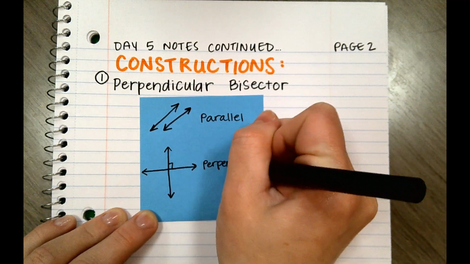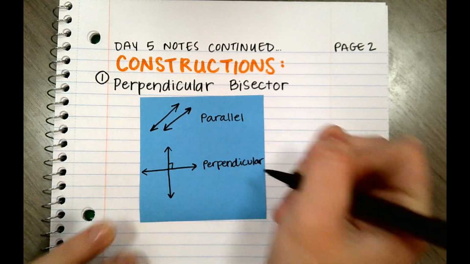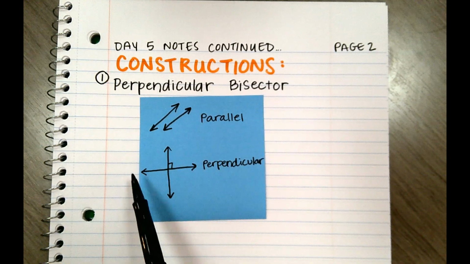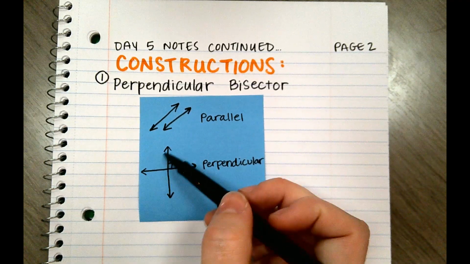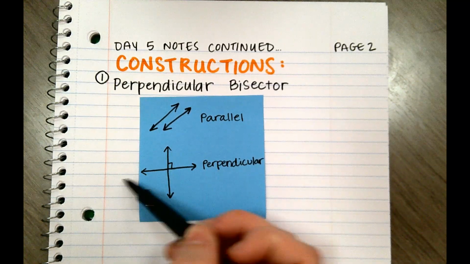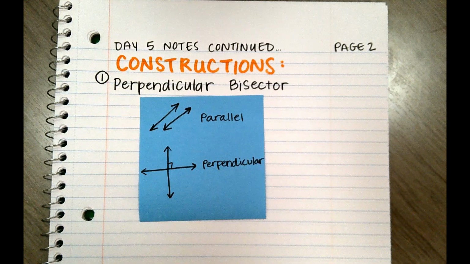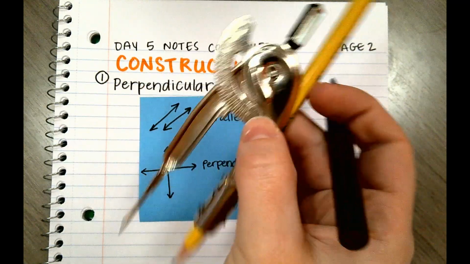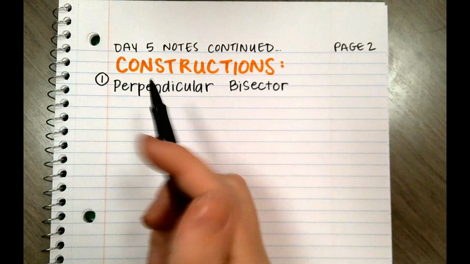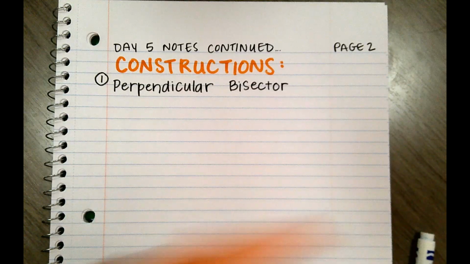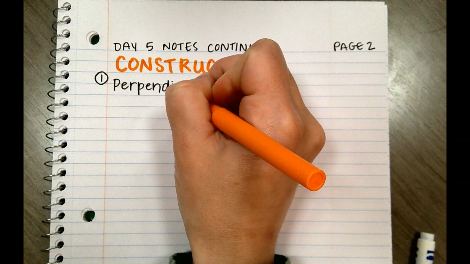So with this construction, you're going to start with a regular line, and you will be constructing the line that splits it perfectly in half and goes at a 90-degree angle without measuring, without using a protractor. You won't have to do any measuring other than what this fancy compass can do. Underneath the word perpendicular, I'm going to make a little note that says 90 degrees.